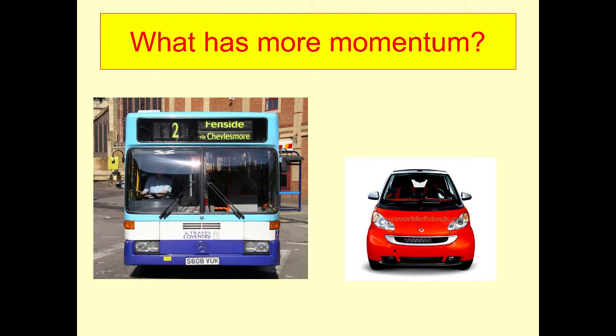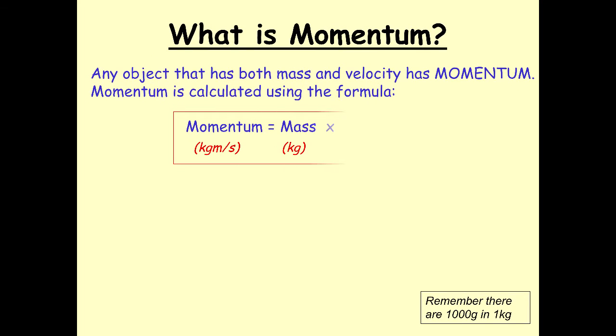And you could ask, what has more momentum? On the left here we've got a bus, and on the right we've got a little car. I think it's a Smart car or similar. Now, if they are travelling at the same speed, which has more momentum? Well, obviously it is the bus, because it has more mass and therefore overall it has more momentum than the smaller car at the same speed. So we could say the momentum is given by the equation mass times velocity. So momentum equals mass times velocity. Units: kilograms, meters per second.